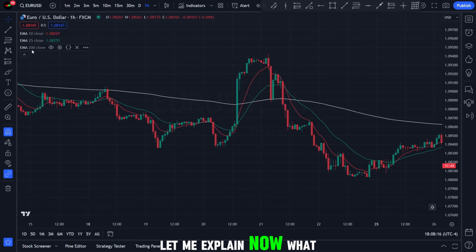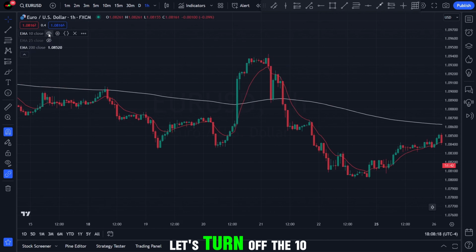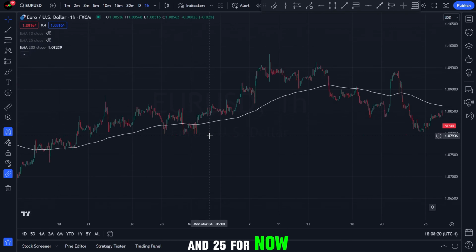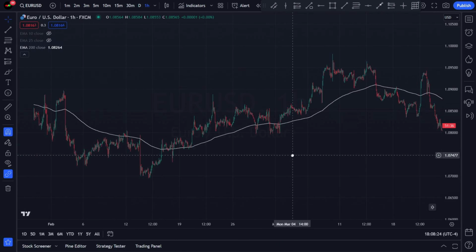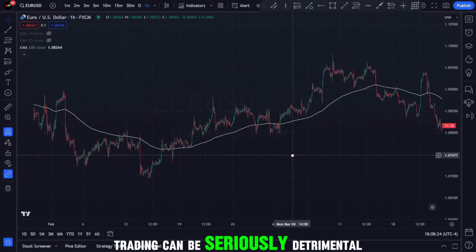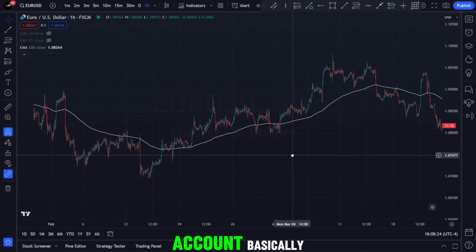Let me explain now what each of them will do. Let's turn off the 10 and 25 for now. So, this white 200 EMA will be our main trend. If the price is above this EMA, we will only look for long trades. And if it's below the EMA, we will only look for short trades. You always need to know what the bigger picture trend is so you do not take counter-trend trades. As a beginner, counter-trend trading can be seriously detrimental to your trading account.